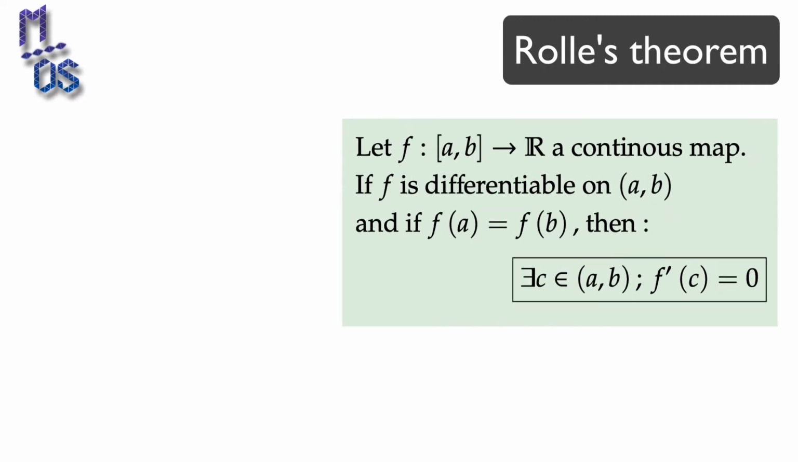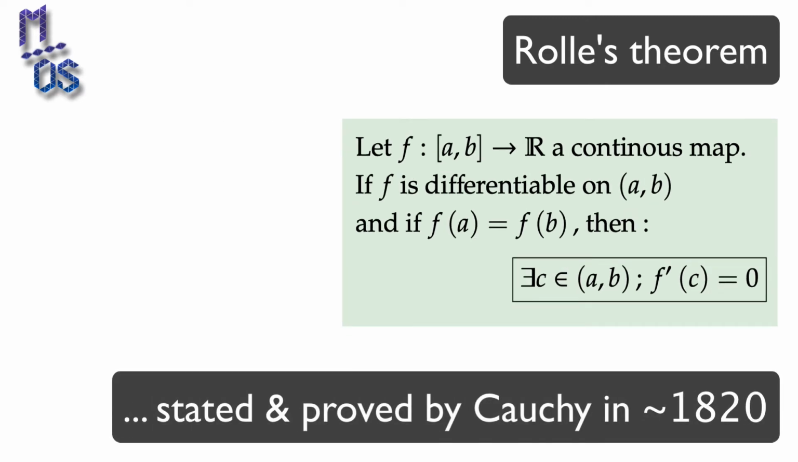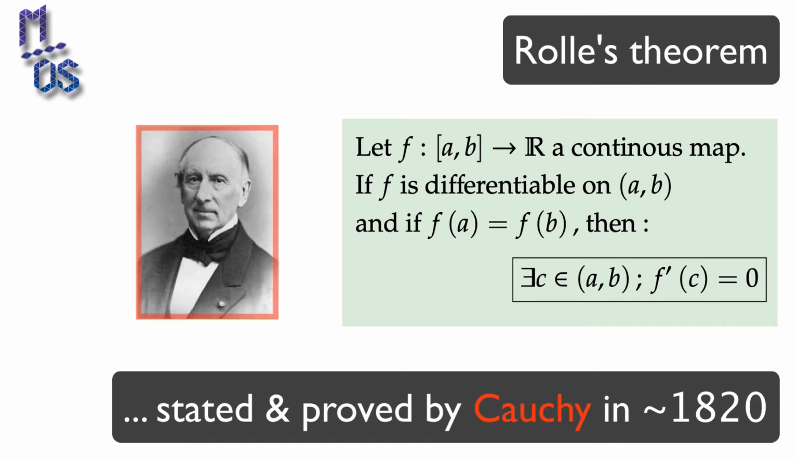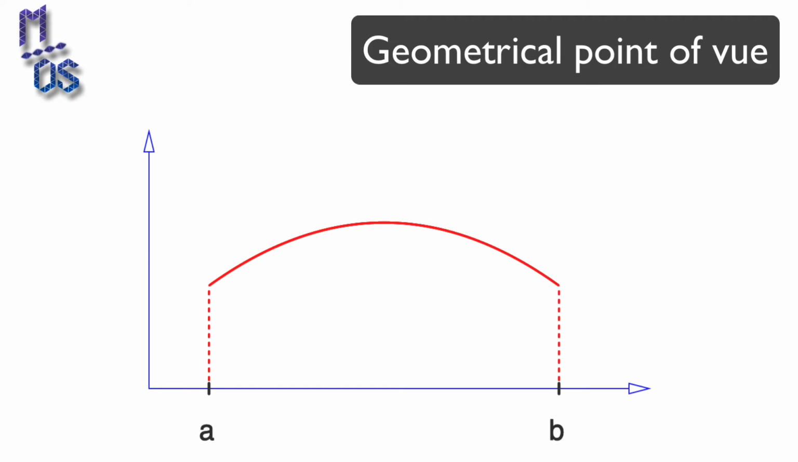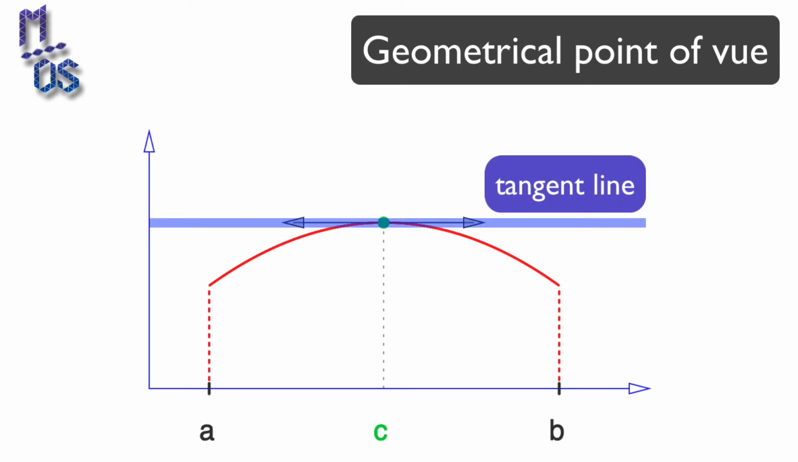This result was in fact discovered shortly after 1820 by the French mathematician Cauchy, and was finally named Rolle's theorem even later by others. Geometrically speaking, it means that somewhere on the graph of f you will find a point at which the tangent line is horizontal.